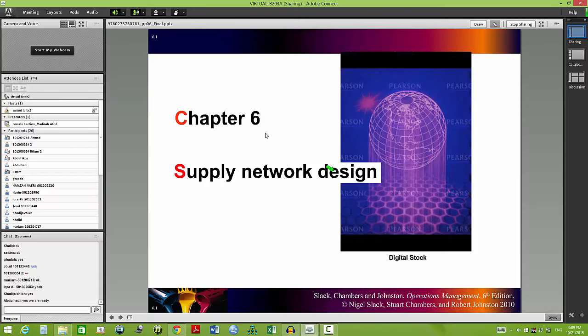Okay, now we will talk about supply network design. First of all, we need to discuss one thing. We need to define the supply network. What is the supply network for any company? The supply network is all the organizations that work together to make a product. All the companies, all the organizations that work together to create a new product or provide a service.